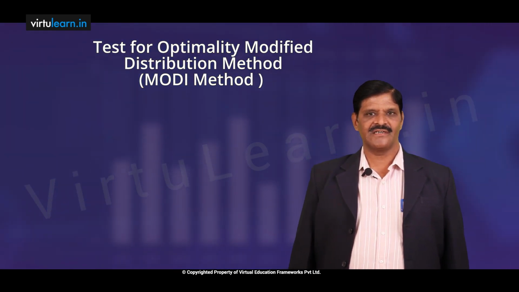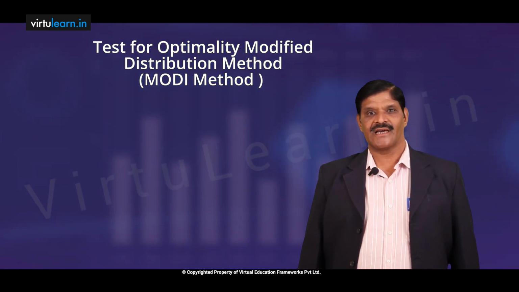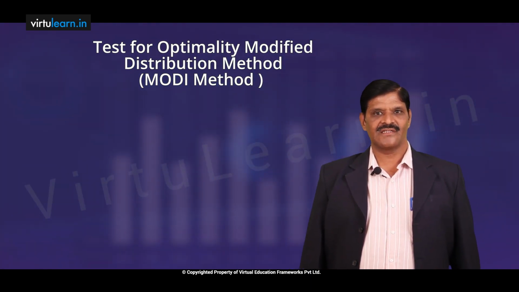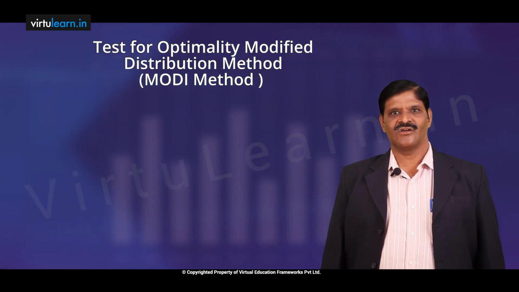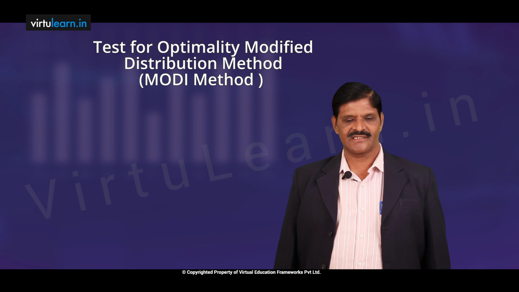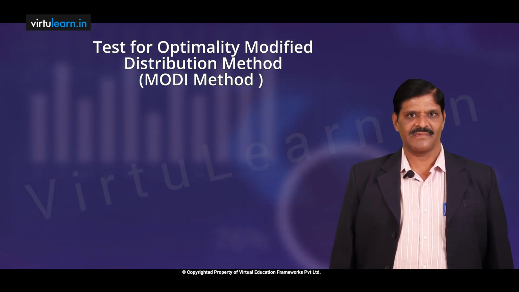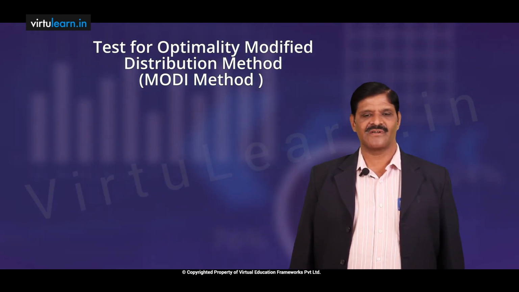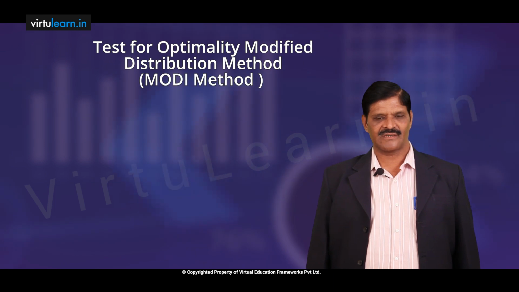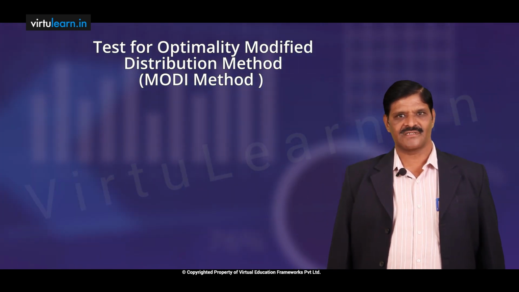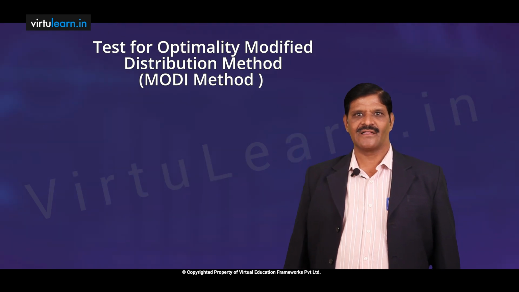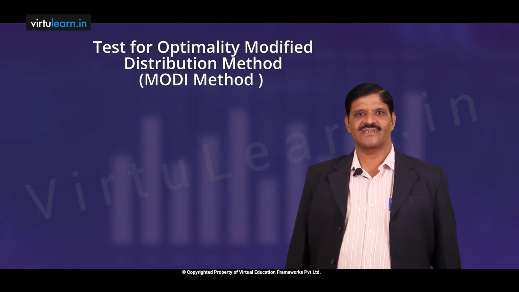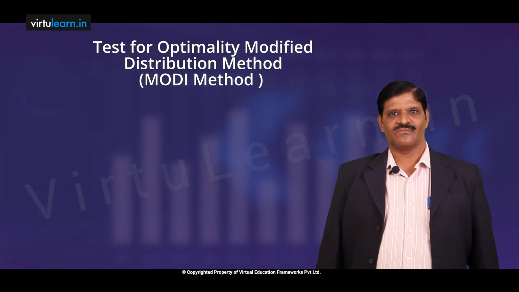What we call that is test for optimality. Test for optimality will give us whether we have arrived at the most optimal solution or not. For that we will apply a method known as Modi method, which is also known as modified distribution method. As per this method, we will have a number of rows and columns in the transportation problem table, where all the rows are represented by small u and all the columns are represented by small v.